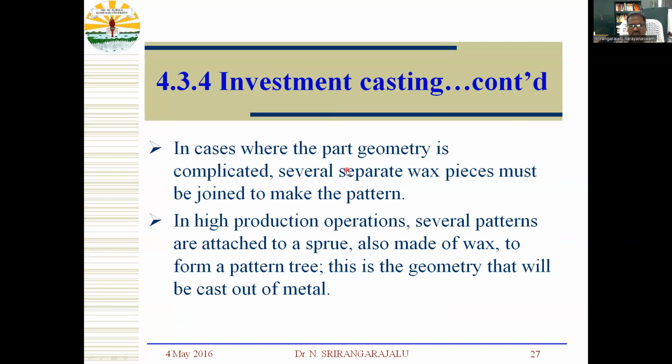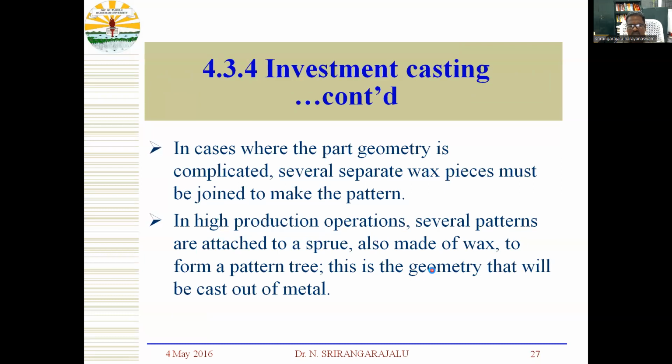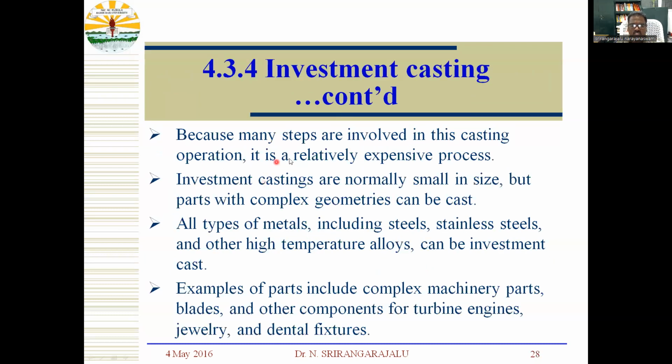In cases where the part's geometry is complicated, several separate wax pieces must be joined to make the pattern. In high production operations, several patterns are attached to a sprue, also made of wax, to form a pattern tree. This is the geometry that will be cast out of metal. So, because many steps are involved in the casting operation, it is a relatively expensive process.